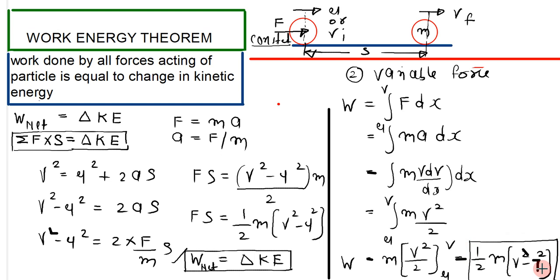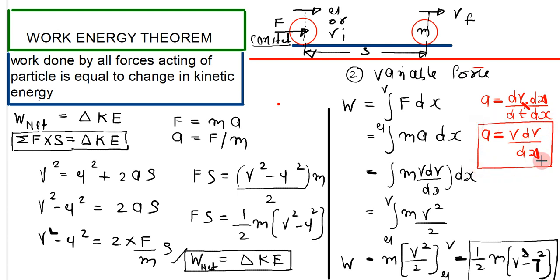Recalling why a becomes v dv by dx, maybe this question arises. a equals dv upon dt, you know that. But dv upon dt we multiplied and divided by dx. Then what happens? dx upon dt is v, so the remaining is dv upon dx, and therefore we can replace acceleration in this form, v dv upon dx, and the dx cancels out. That's why v dv is there. The integration of that is v square upon 2. That gives us this formula again.